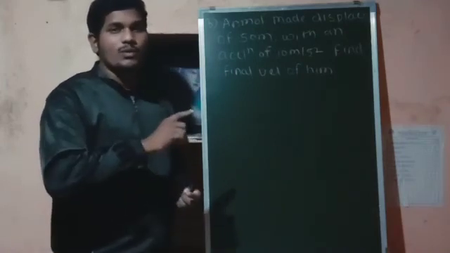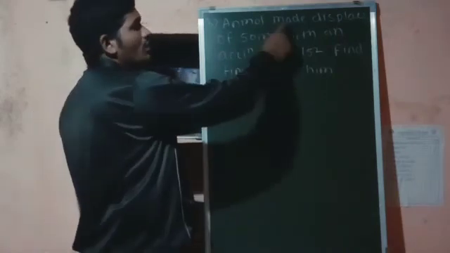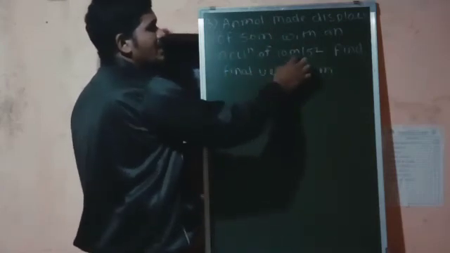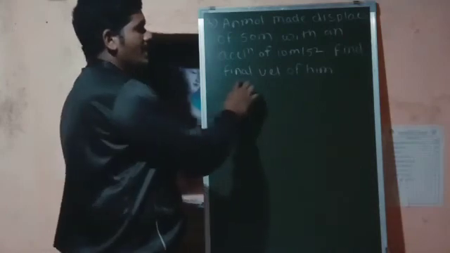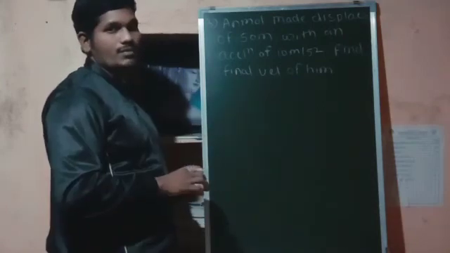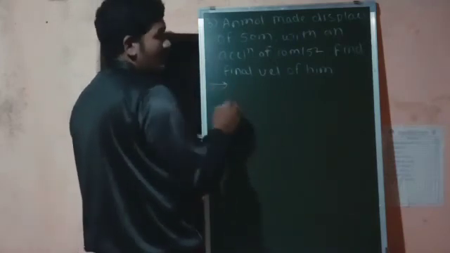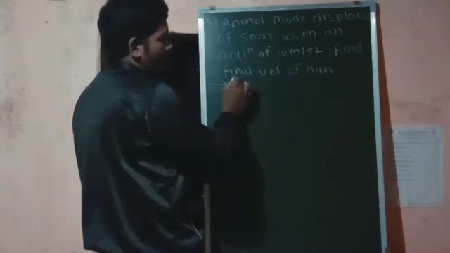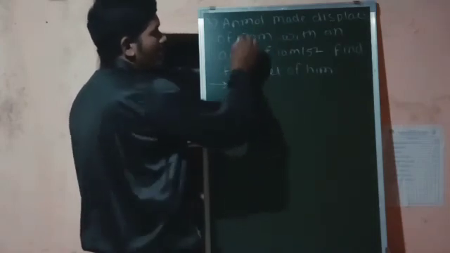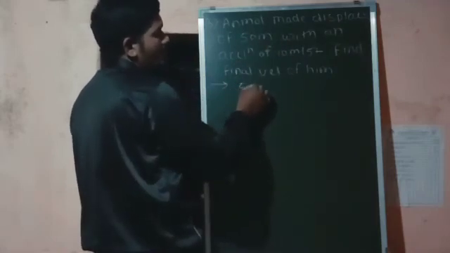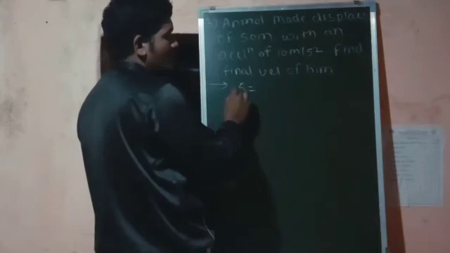So I will read the problem, you listen carefully. The problem says, Anmol made a displacement of 50 meter with an acceleration of 10 meter per second square. Find out the final velocity of him. Now what we are doing is first writing the given terms. Given: Anmol made displacement of 50 meter. We are indicating displacement with the letter S.